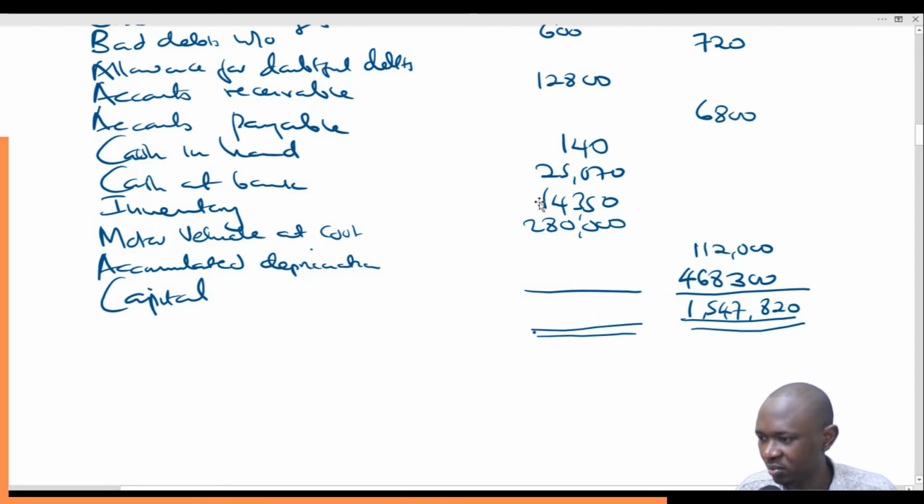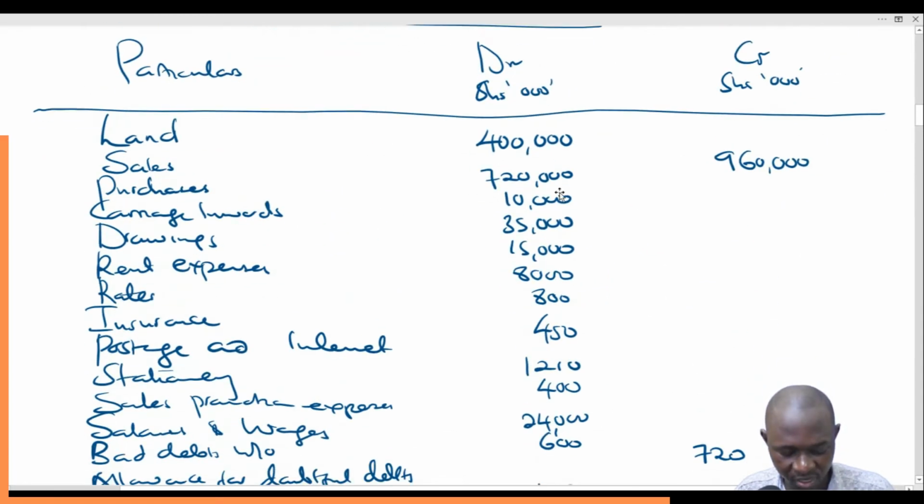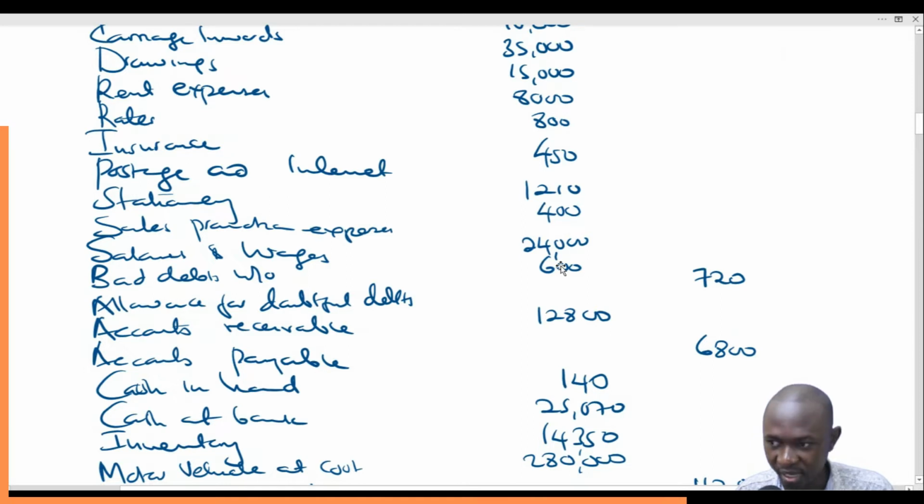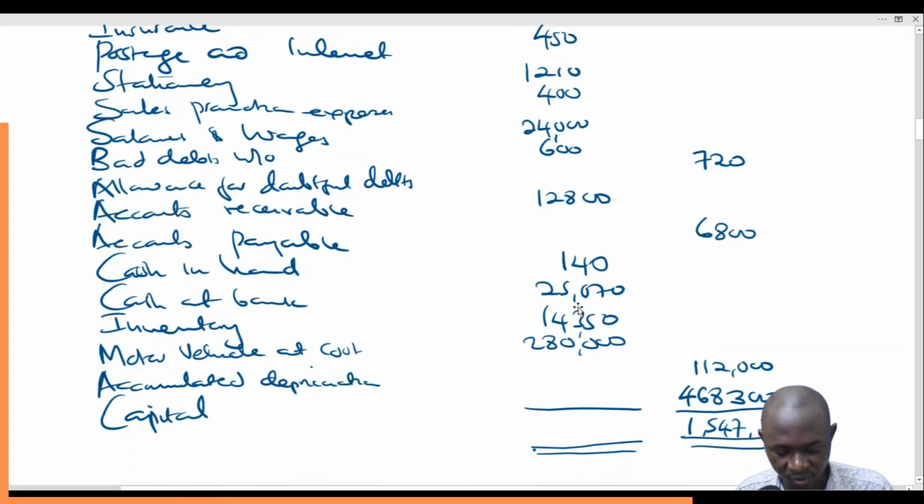So let's also add this side. We are supposed to get the same figure. 100,000 plus 720,000 plus 10,000 plus 35,000 plus 15,000 plus 8,800. Then plus 450 plus 1,210 plus 400 plus 24,000 plus 600 plus 12,800 plus 140 plus 25,070 plus 14,350 plus 280,000. That gives 1,547,820. So yes, thank you. This one is balanced.